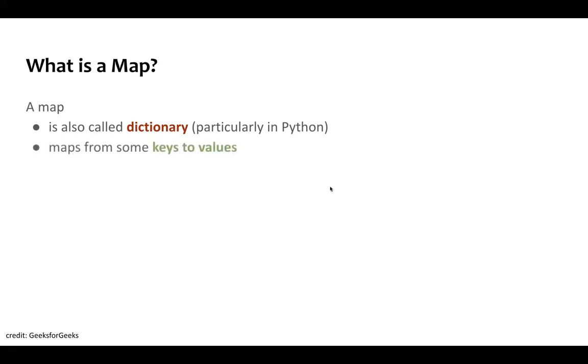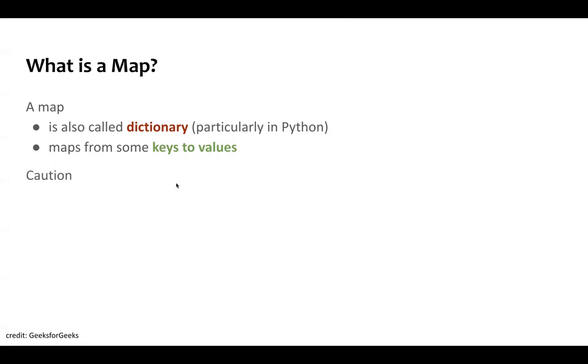So what is a map? A map is also called dictionary, particularly in Python. In other languages, it is called map, but in Python, we call it dictionary. A map maps from some keys to values. So you can think of it as a container of key and value pairs.